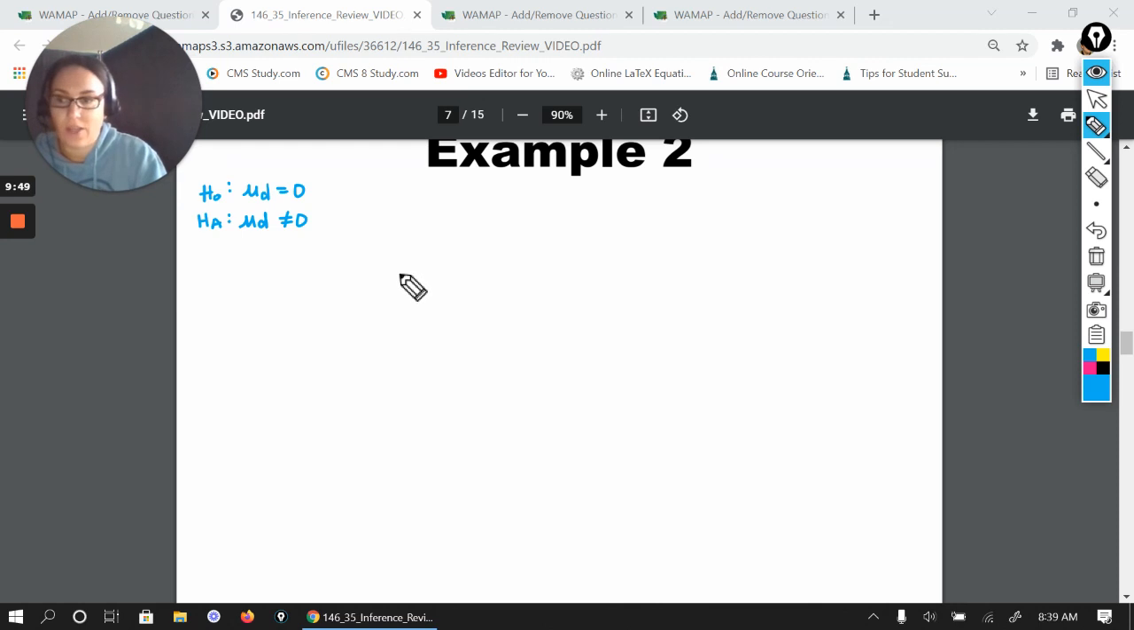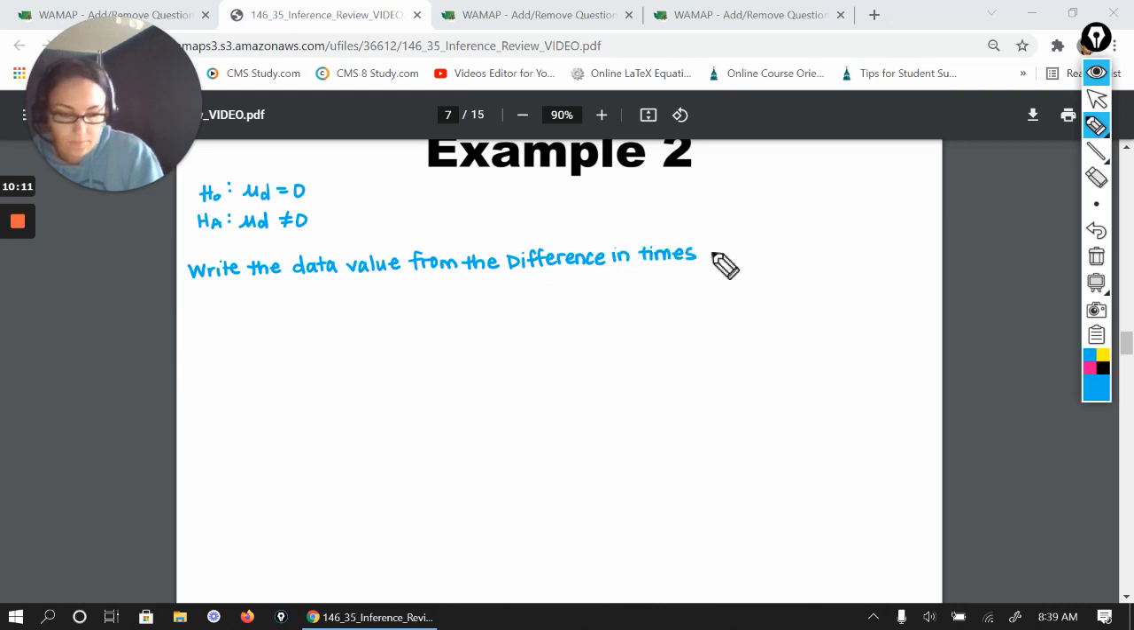Now let's write the data values from the difference in times. And if we have a TI-84 calculator, we would write these data values down in list 1. And once again, don't worry if you don't have a TI-84 calculator. I do have alternate calculators that are built into the problems for the homework.